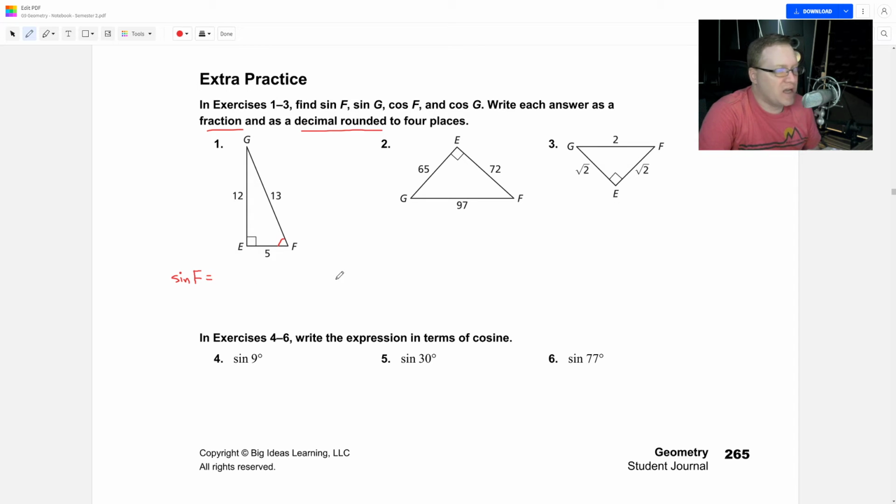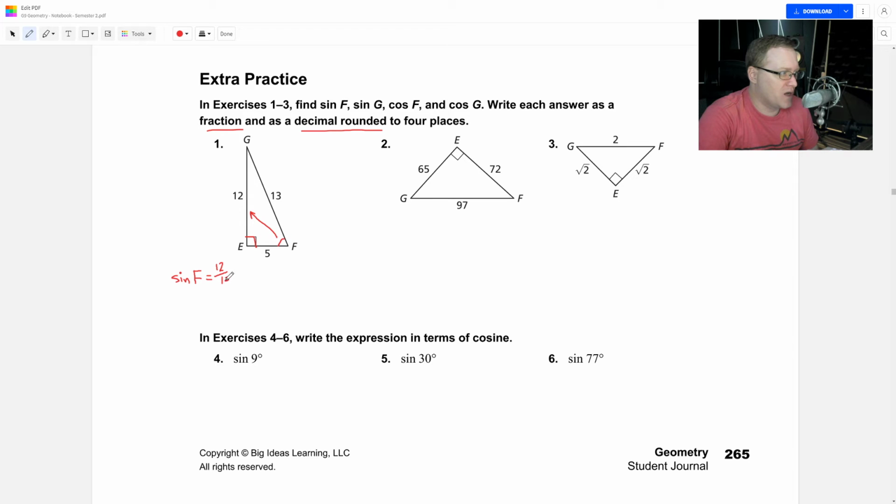Well, remember, SOH: the sine is the opposite over the hypotenuse. Opposite is going to be over here, right? And then the hypotenuse is the long one. It's opposite the right angle. Here's our right angle. And what is opposite is 13. So the sine of f is going to be 12 over 13. All right, 12 over 13.